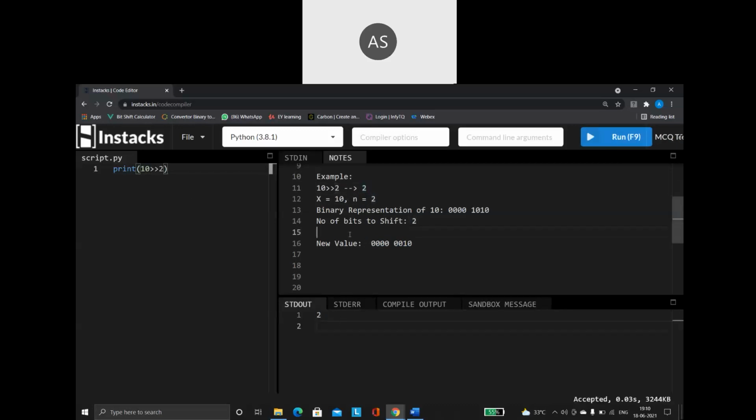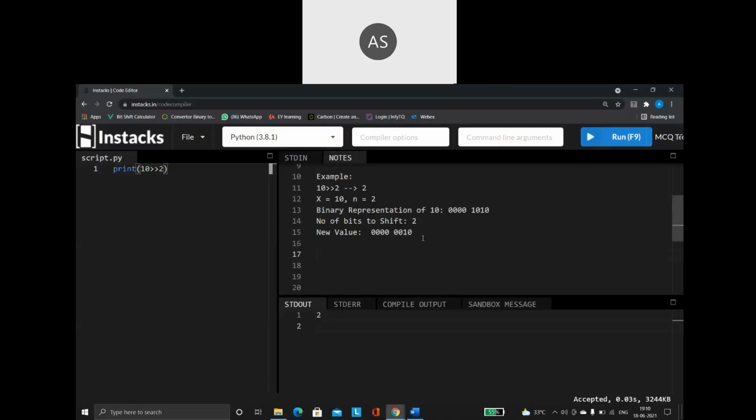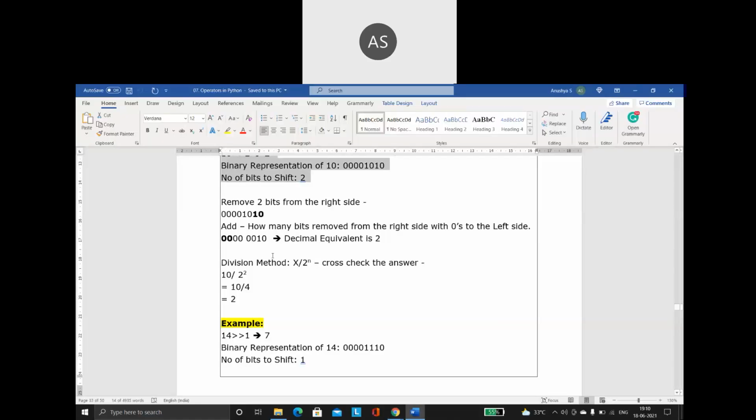Now how to cross check it? For cross checking the right shift operator, we will be using the division method. You remember how I cross checked the left shift operator? I used the multiplication method. So here I will be using the division method.